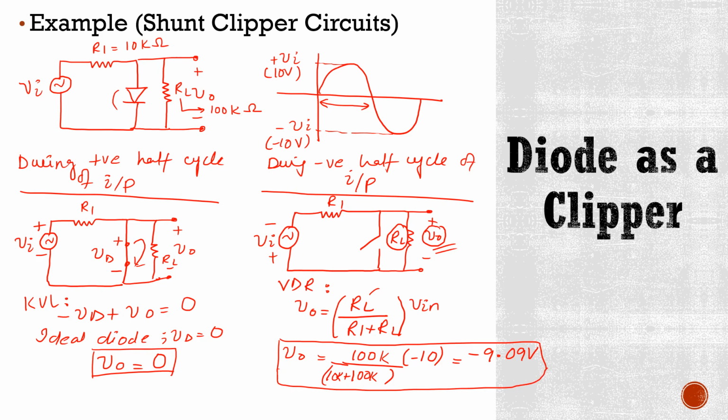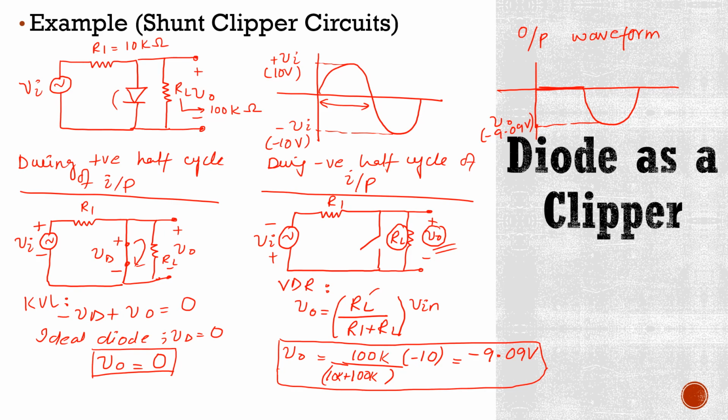Okay, now what would be your output waveform in this case? We know that during positive half cycle, the output voltage was 0. So it is drawn like this, and during negative half cycle, we were getting minus 9.09 volts. So this is your output voltage, which is minus 9.09 volts.